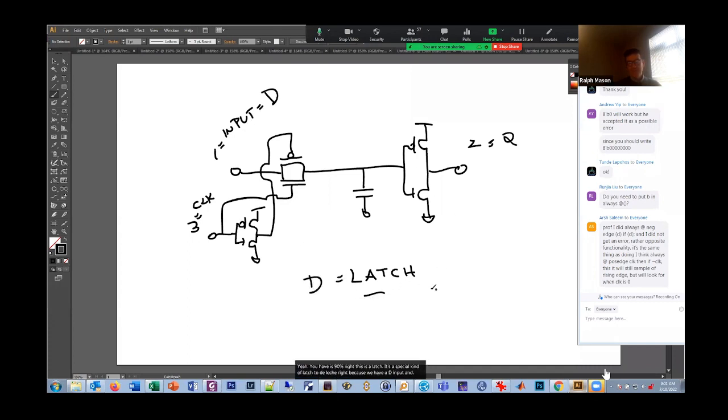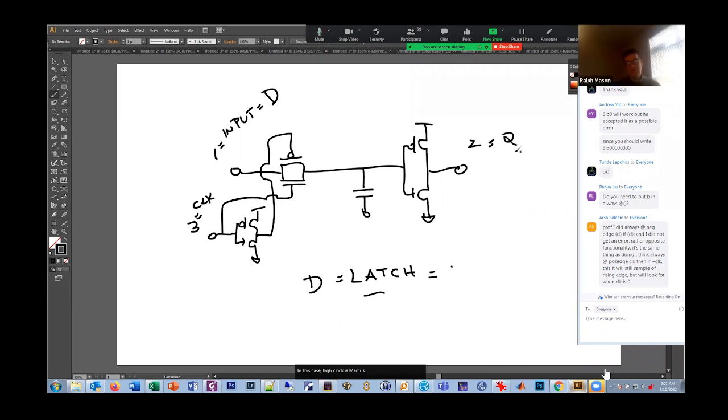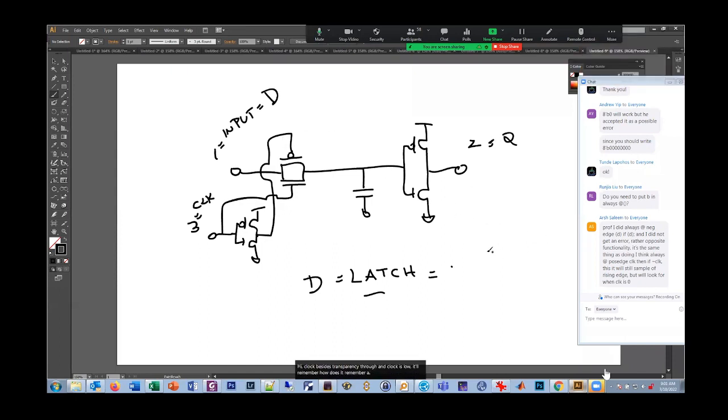And there's something else special about it. You said there's no feedback path. So what happens if we don't have a feedback path? Then it's only transparent when the clock is, in this case, high. Clock is high, it's transparent. It'll feed through. When clock is low, it'll remember. And how does it remember? I'm thinking volatile, but I know that's not the correct word for it. It's dynamic. Yeah, you got it.